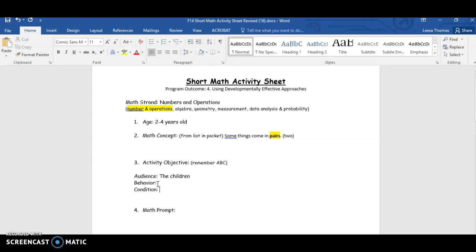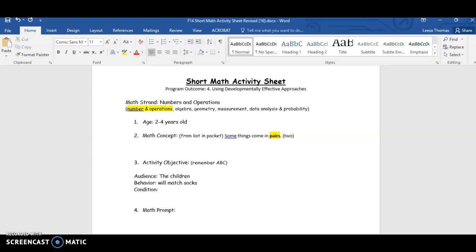So our math concept was some things come in pairs. And I'm just writing mine this way, broken out like this for you, so you can see each part of the activity objective. When you do this, write it as a complete sentence. You don't have to break it down like I have. So the children will match socks.